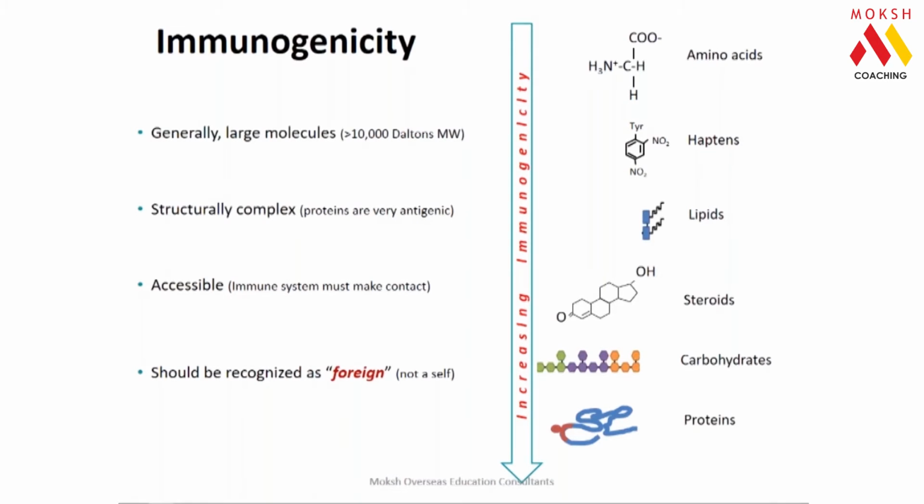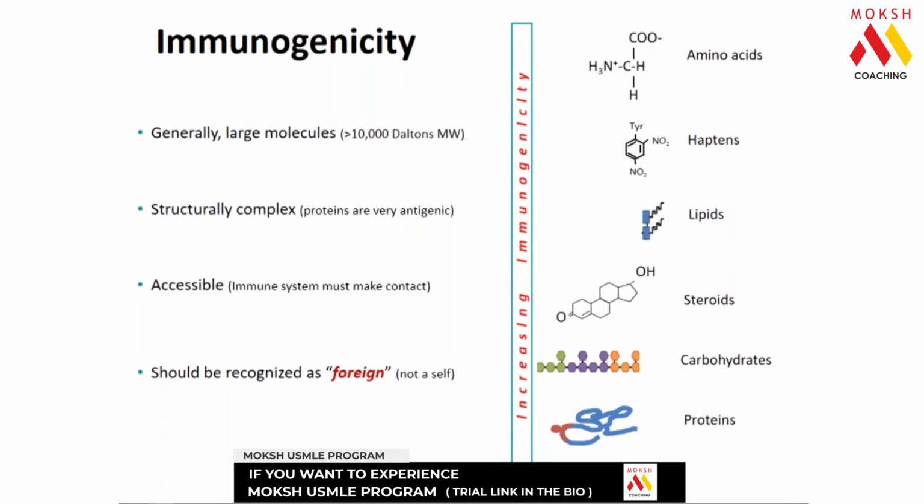Because for an antigen to elicit an immune response, it needs certain properties. It needs to be big. It has to have enough size to be recognized and to activate that immune cell. Its structure has to be complex enough. And it also has to be accessible. If your immune cell cannot reach that antigen, it cannot cause an immune response to it. So it has to be soluble, right?